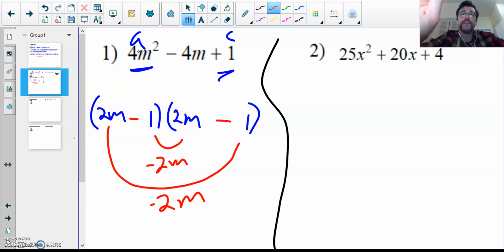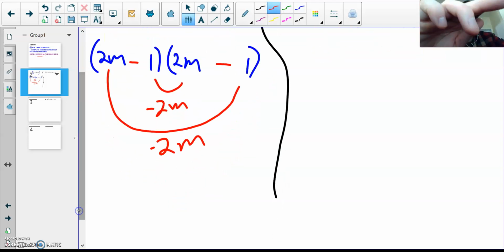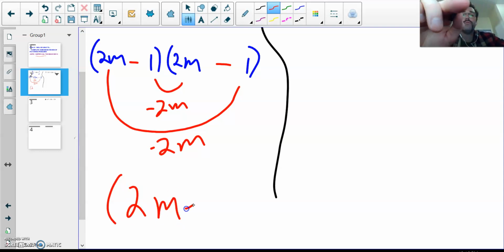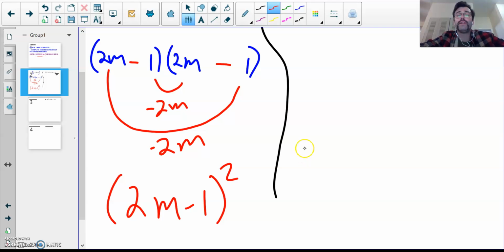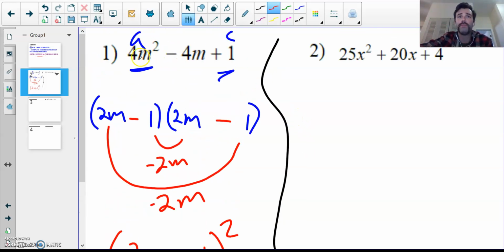Remember, yesterday she talked about how to rewrite this. This can be rewritten as 2m minus 1 quantity squared. Now, let's say you weren't able to see that this was a perfect square trinomial. You could also just use split the middle term, do a times c, and then make your box.